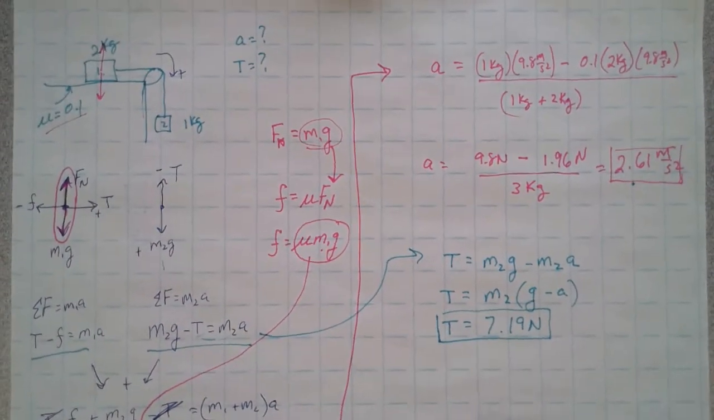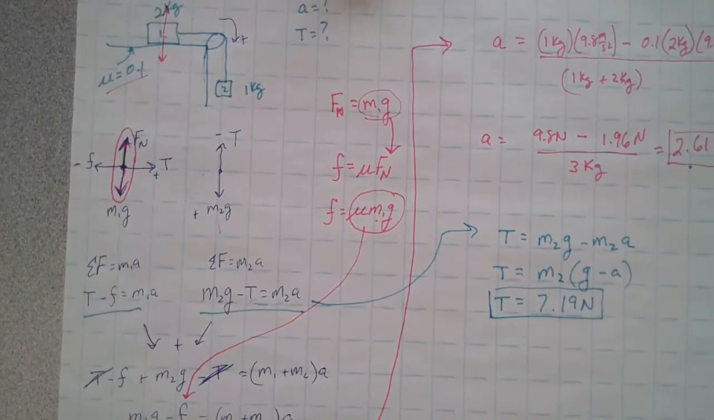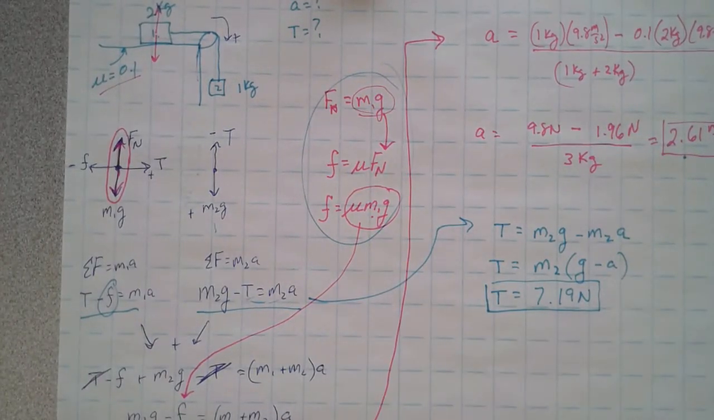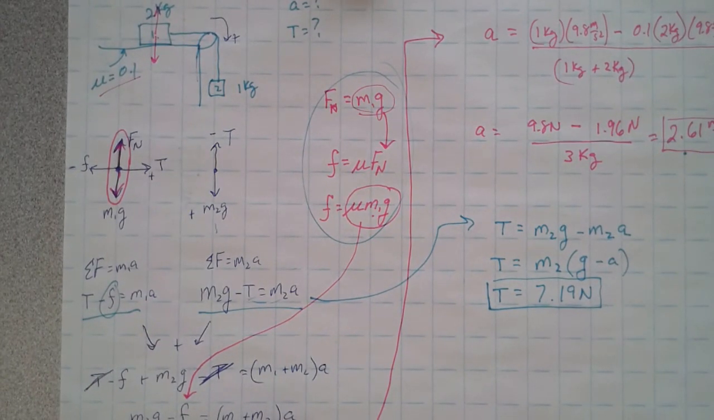All right, so there is the example. Adding friction to it adds an extra force, adds an extra couple steps, but other than that, the process is still the same. So I'm going to try one more example when we add inclines into this.